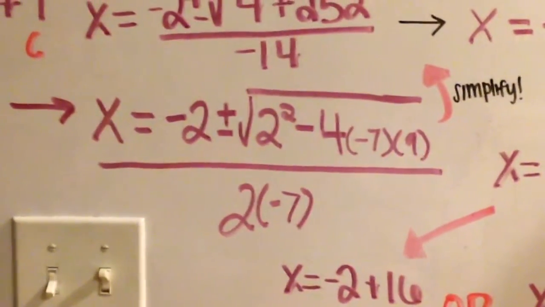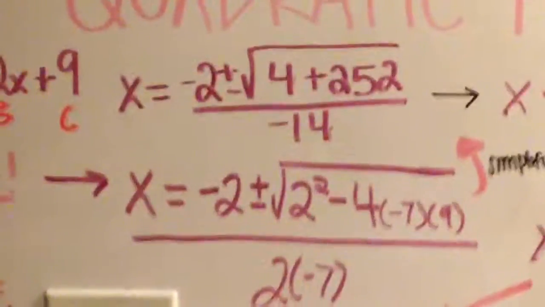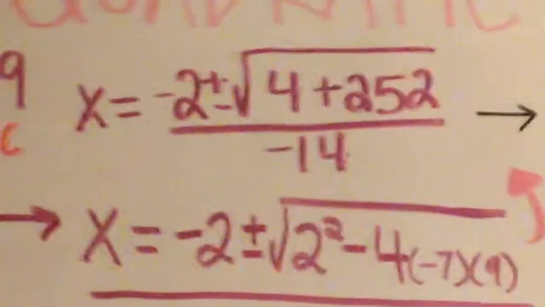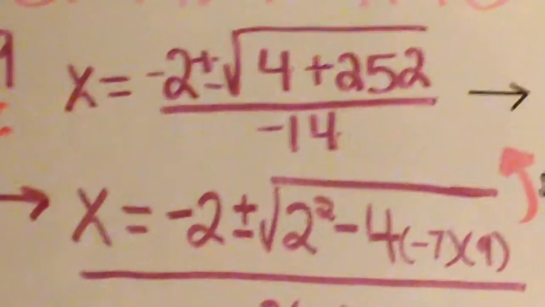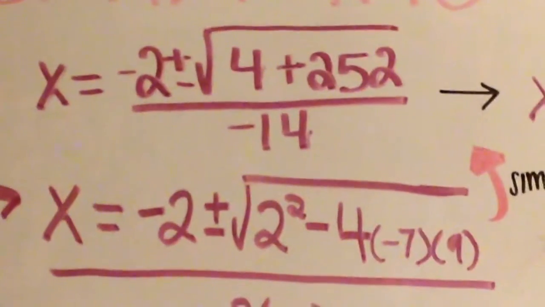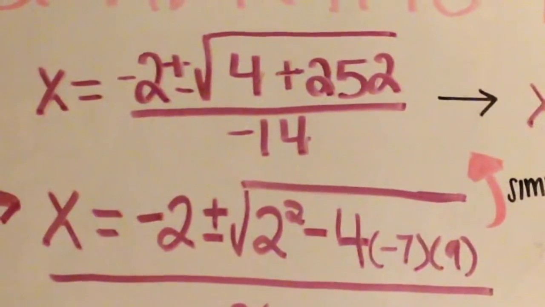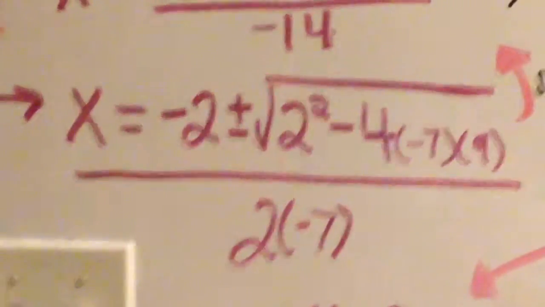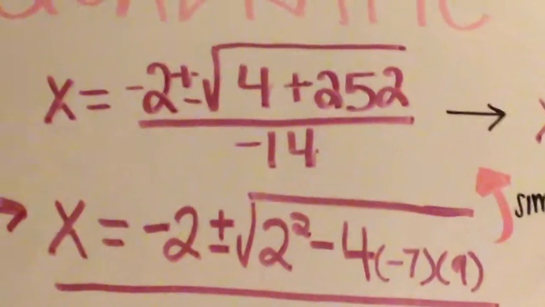times negative 7. And then, once we simplify again, we would get negative 2 plus or minus the square root of 4, because 2 squared equals 4, plus 252, because when you multiply negative 4 times negative 7 times 9, it equals 252, over negative 14, because 2 times negative 7 equals negative 14.